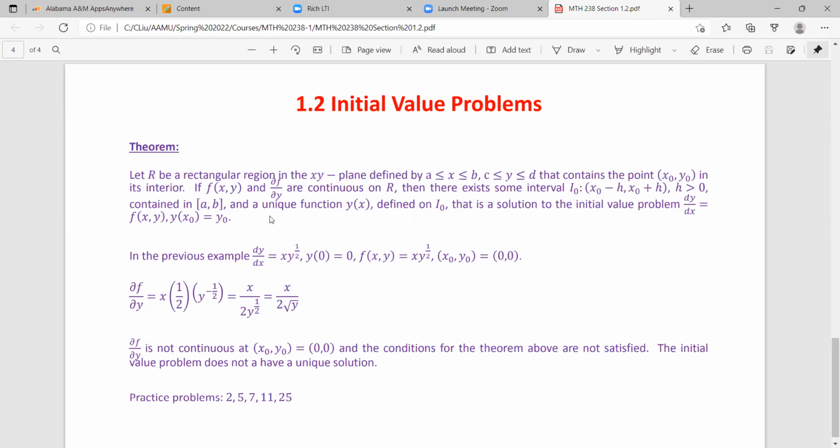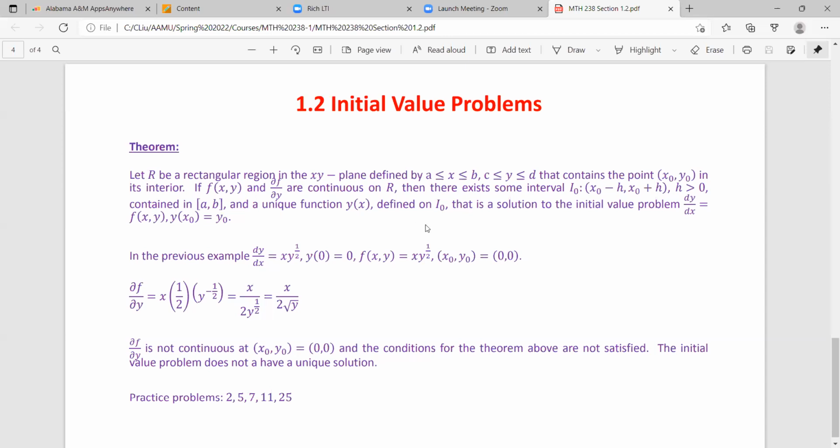Then it says there is a unique solution y defined on this small interval I0. That is the solution to the initial value problem, if the initial condition is given, y(x0) equal to y0. All right. So what does it say in here?